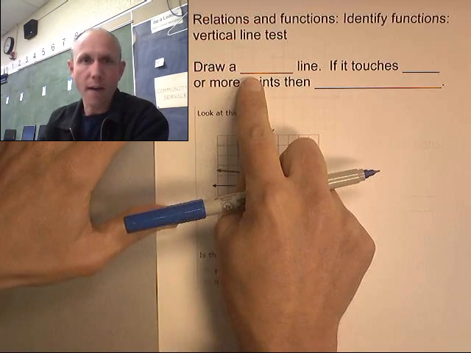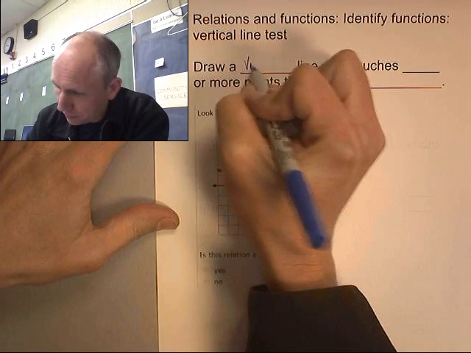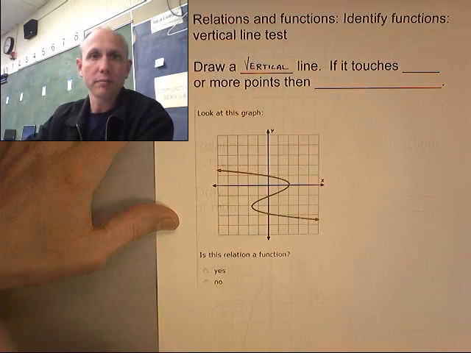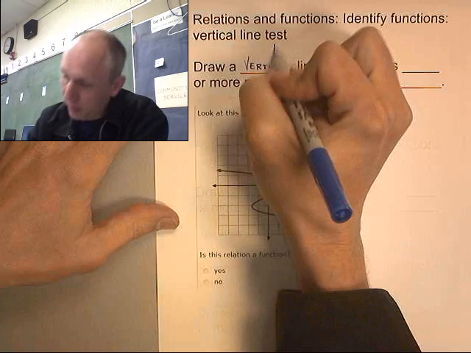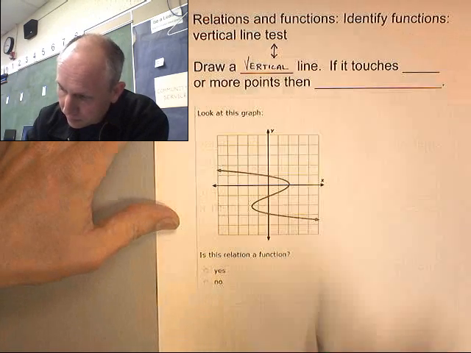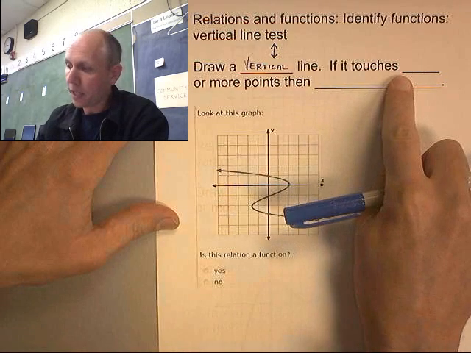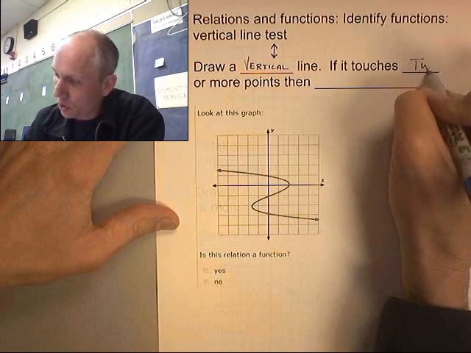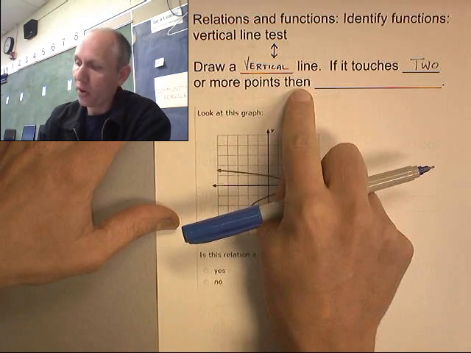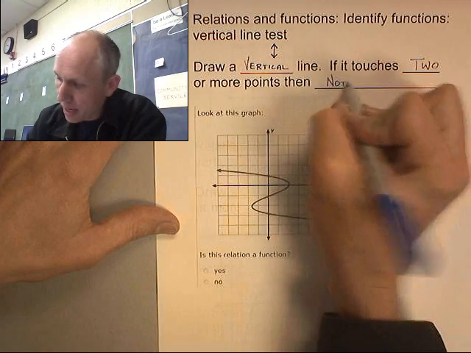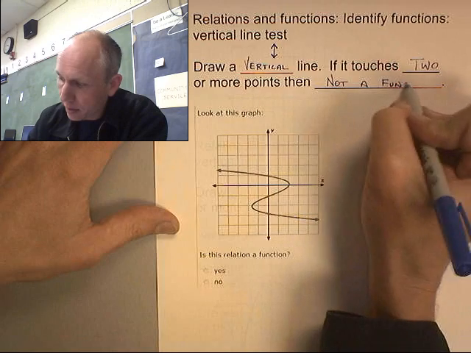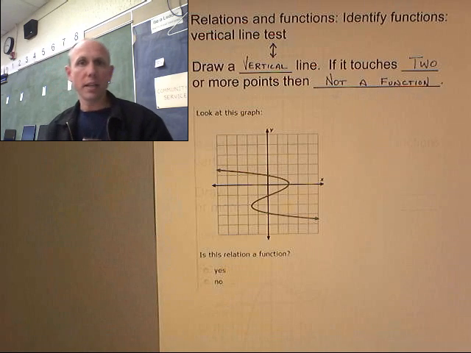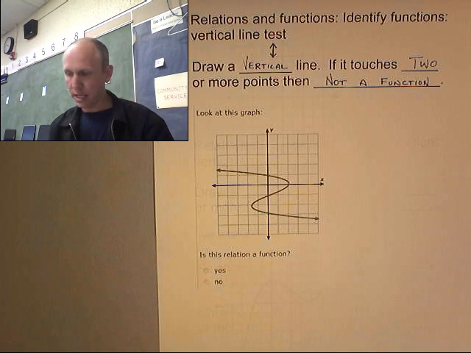Draw a vertical line. And vertical means up and down. Let's put a little picture there. Pictures are good. If the line touches two or more points, then not a function. There we go. Draw a vertical line. If it touches two or more points, then that picture is not a function.